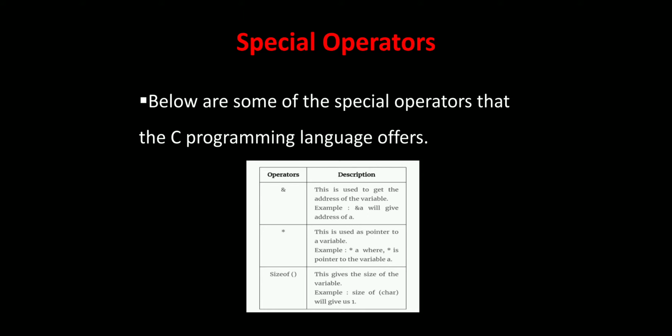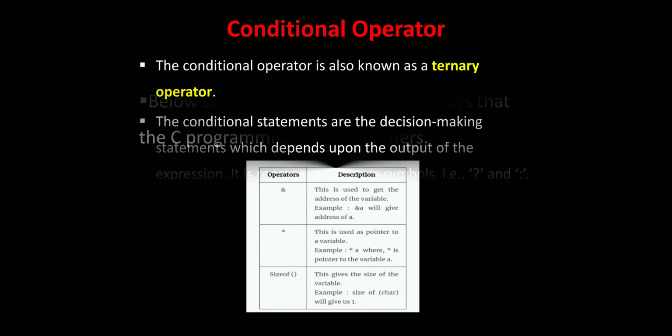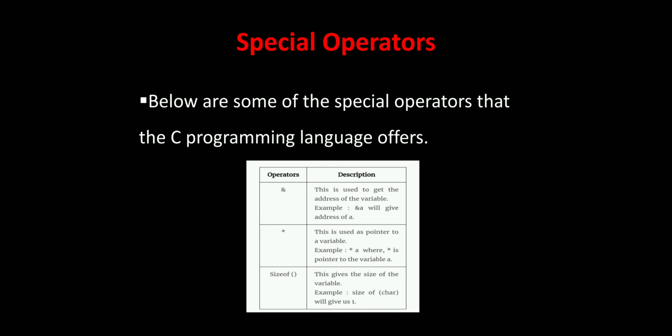Next operator is special operators. Here some special operators are there. Ampersand, asterisk, sizeof. These are 3 special operators in C. Ampersand is used to get the address of a variable.